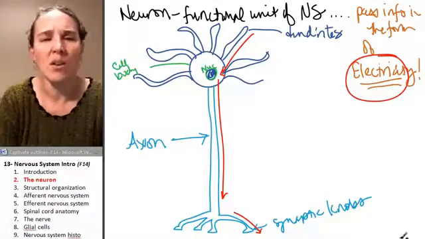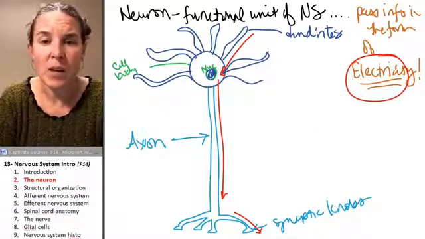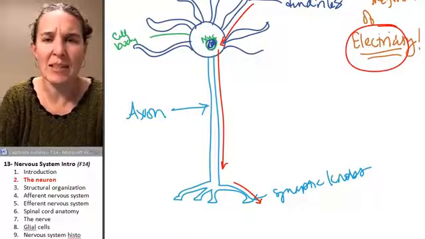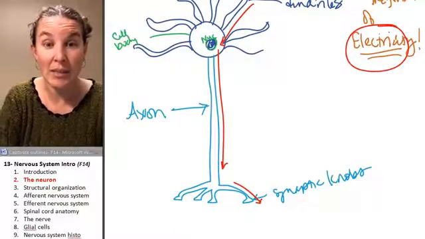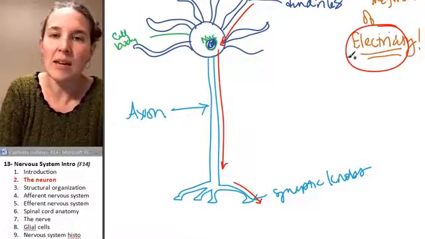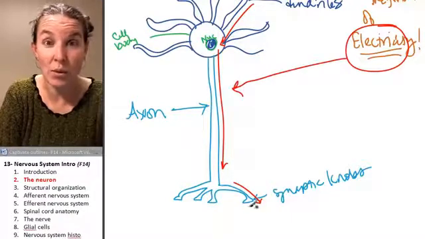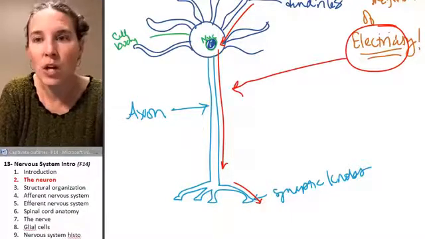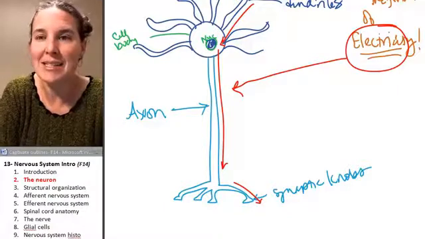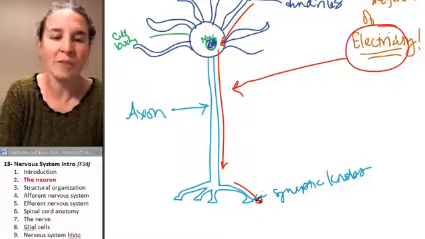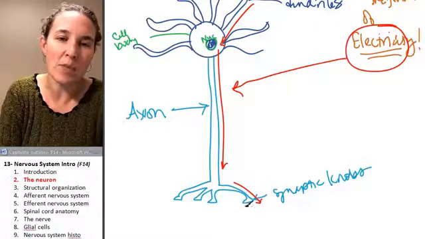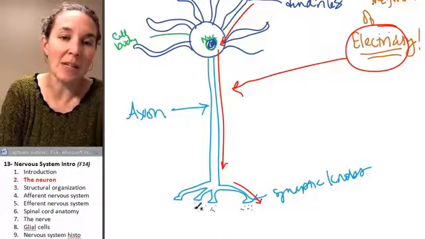Now, dude, really, is that the end of the story? What happens to the information at the synaptic knobs? What happens at this point? We said that the information was electrical as it was passing through the neuron itself. True story, but guess what? It doesn't stay electrical forever. Once the information passes to the synaptic knobs, it has to be passed on chemically.